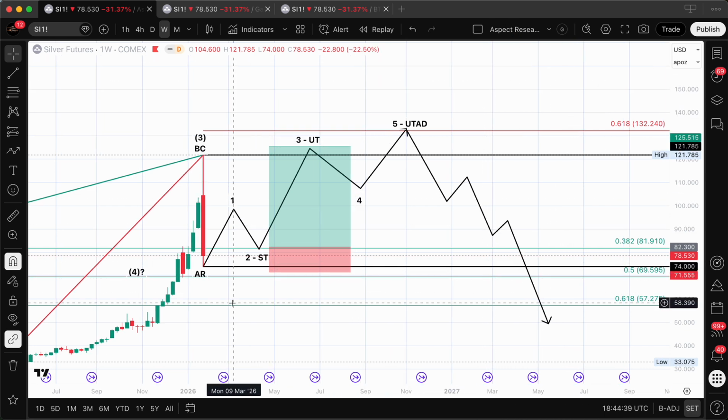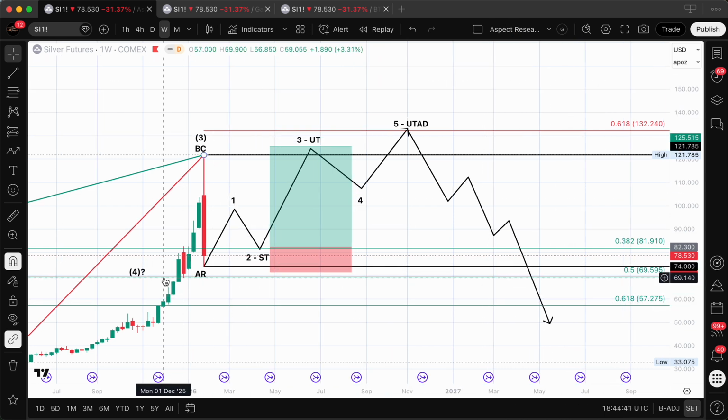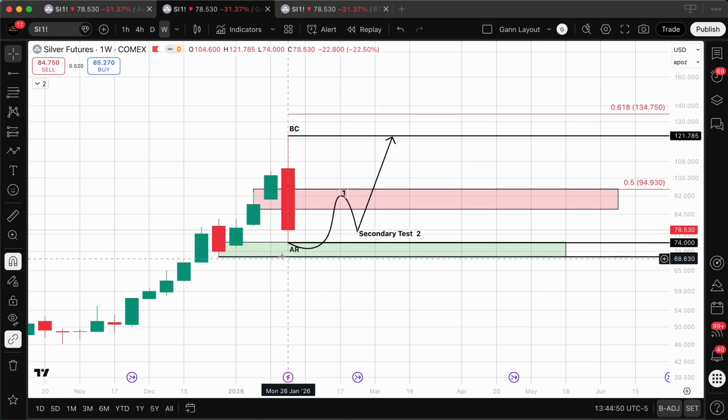Now, what should we expect next week? First, we need to stabilize the low end of the range. The range low at approximately $74 must hold. Can it squiggle a bit lower and then push? Yes. And if it does, then it's a long setup.